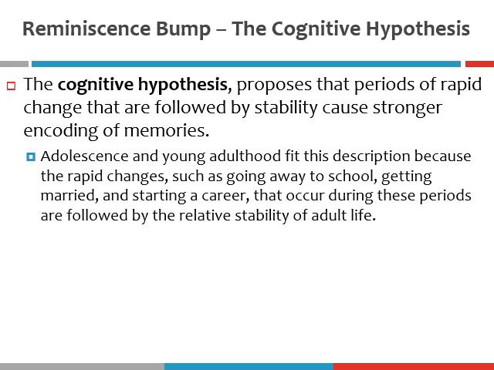So the notion with the cognitive hypothesis is that periods of great change that are followed by lengthy periods of stability tend to result in stronger encoding of memories, right? So again, in adolescence and young adulthood, you're going away to school, getting married, starting a career, okay? But after those critical events, once you matriculate into adult life, there's not a lot of changes.